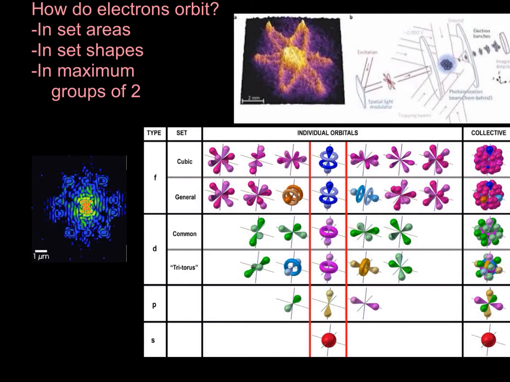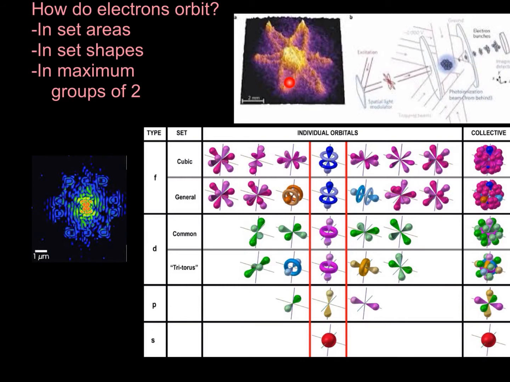So how do these electrons orbit? Well, they orbit in set areas. Okay, we can see this with 3D microscopes. These set areas have set shapes, and they always orbit in maximum groups of 2. Which makes sense. They're electrons, they're negative, they repulse one another. So we can't really combine electrons in dense arrangements around each other. They'll just push each other out. The best we can do is have 2 electrons using the same orbital and going in opposite directions. That way they don't repulse one another out of the orbital. We'll discuss that a lot.